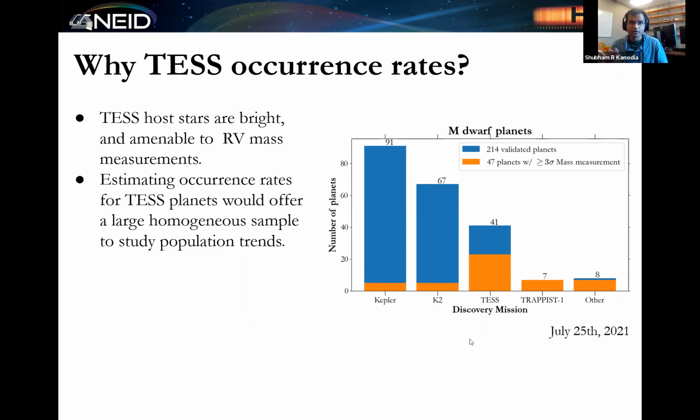And this plot is already a month old. And I think last I checked, the number has increased by about 5 or so. There are about 5 more mass measurements when it comes to planets around M dwarfs discovered by TESS. And because there are so few of them right now, we can still count each one by hand. And each additional one is a big improvement and a big help.